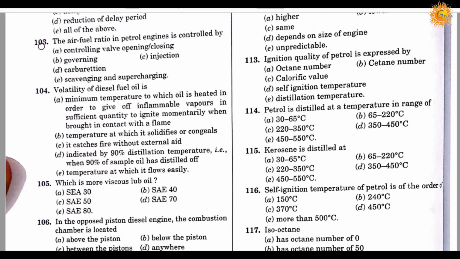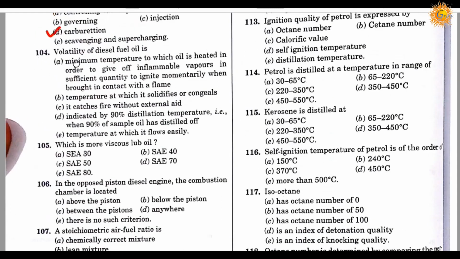Question number 103. The air fuel ratio in petrol engines is controlled by: option A, controlling valve opening closing; option B, governing; option C, injection; option D, carburetion; and option E, scavenging and supercharging. So the correct answer is D, it's carburetion.